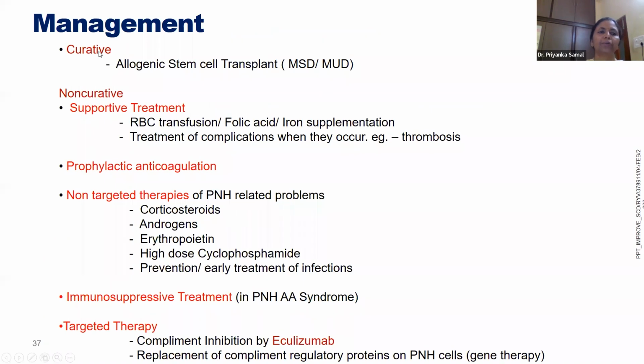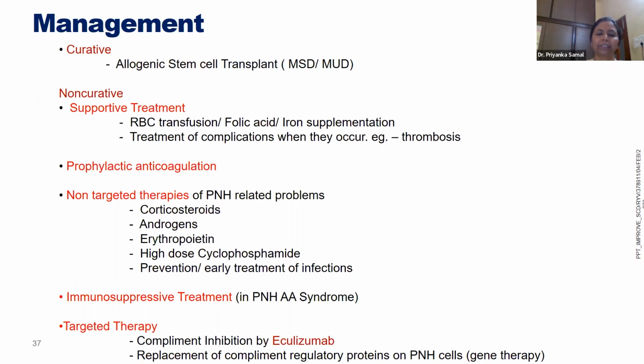So management, curative intent: if you go for a patient of PNH, it is only allogenic stem cell transplant. But we have a number of supportive treatments because most of the patients in India are not able to afford an allogenic stem cell transplant. So in supportive therapy, if a patient is hemolyzing, you have to transfuse them with RBC, give some iron and folic acid supplement. Treat for complications like thrombosis.